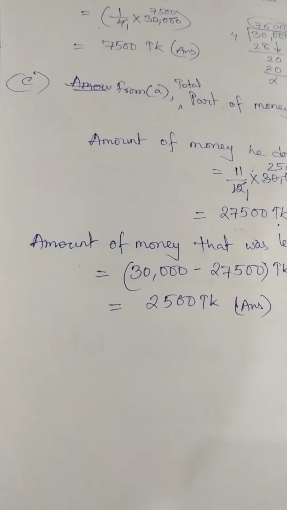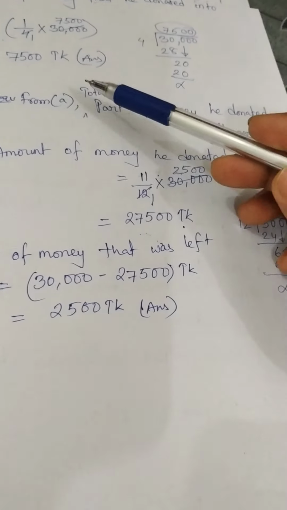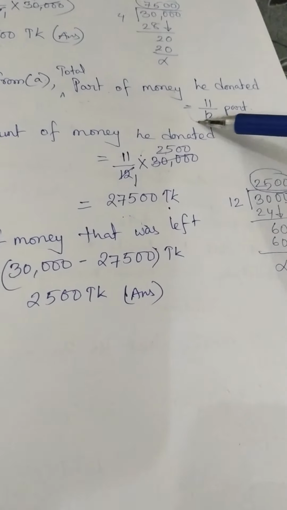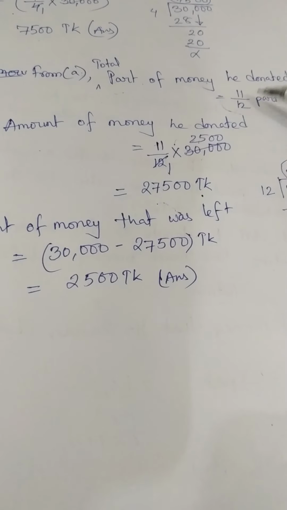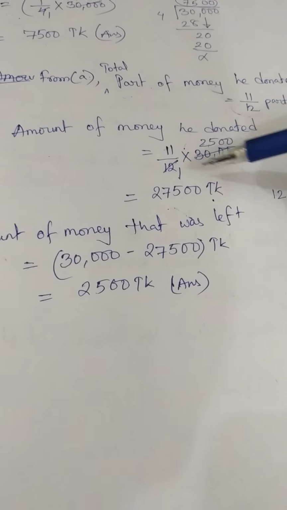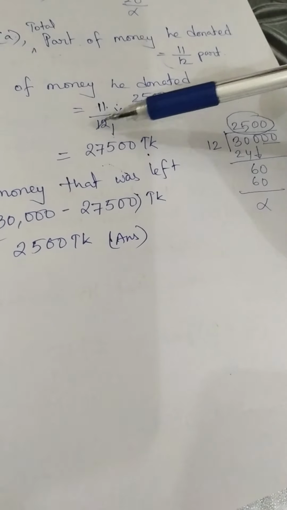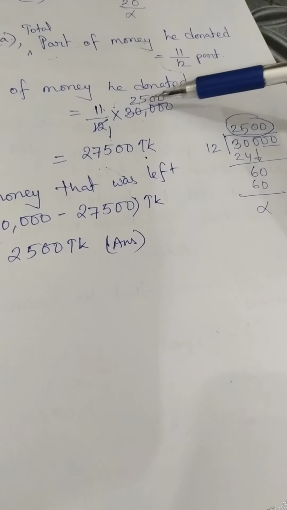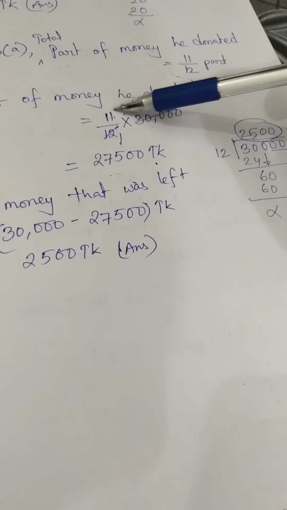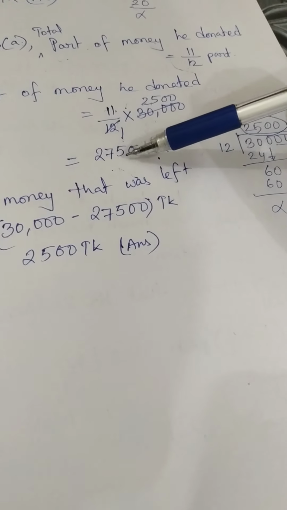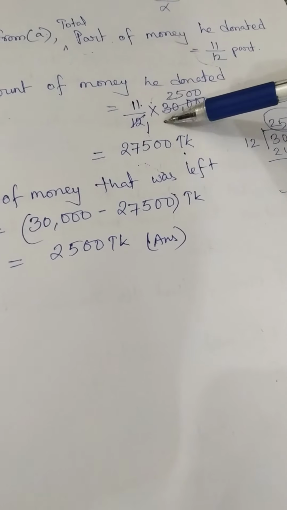Next, the last question was how much money was left with him after donating. So we know that from A, the total part of money that he donated was 11 by 12. So amount of money he donated was what? This 11 by 12 into the total money which he had. So 11 by 12 into 30,000. Then we just normally reduce the fraction. 12 into 2,500 is 30,000. Then you multiply 25 with 11 to get 275. Then these two zeros we put down. So it becomes 27,500 taka.